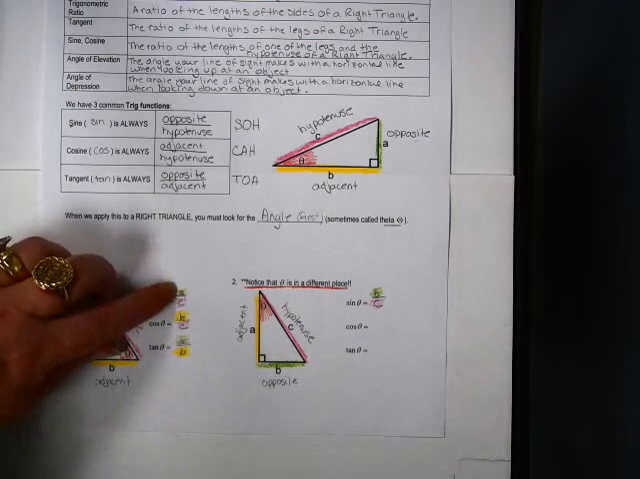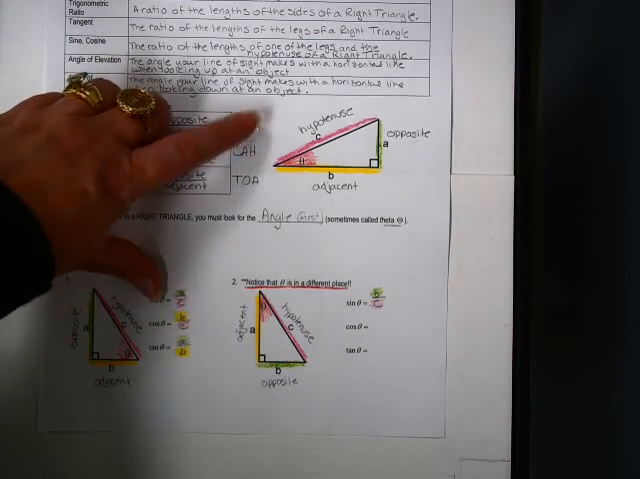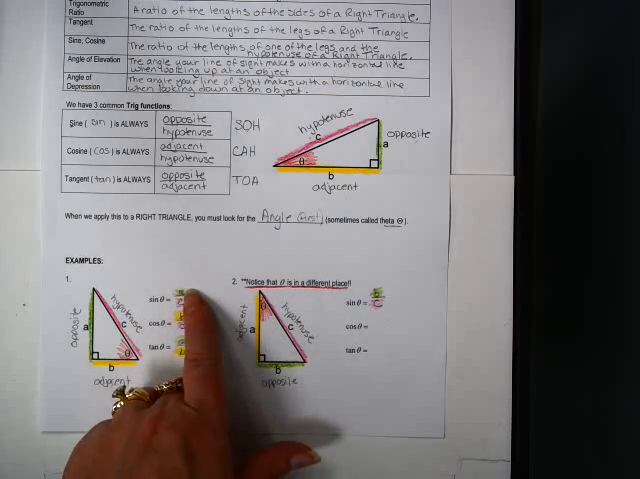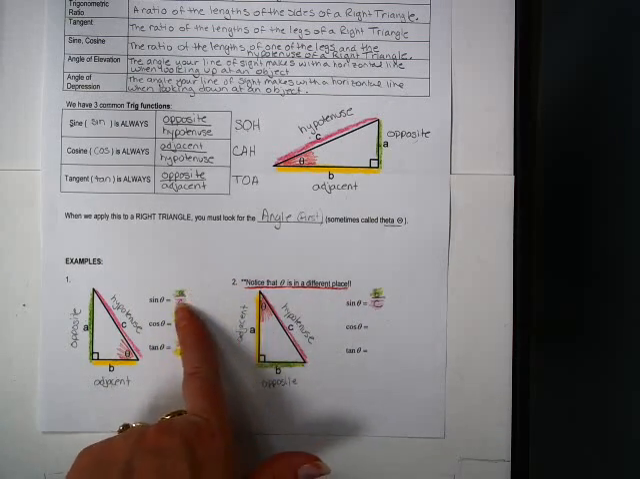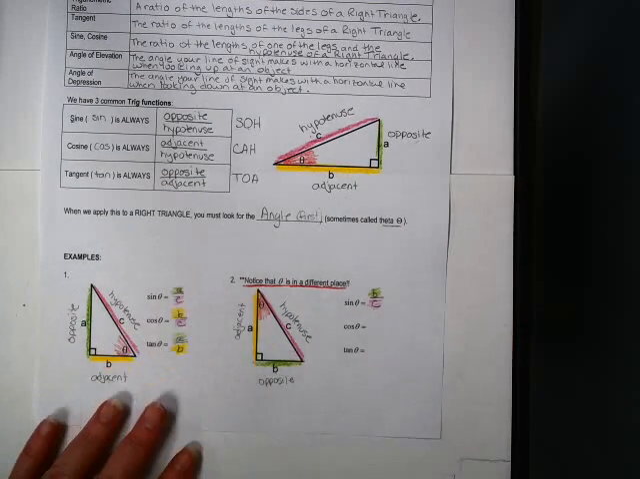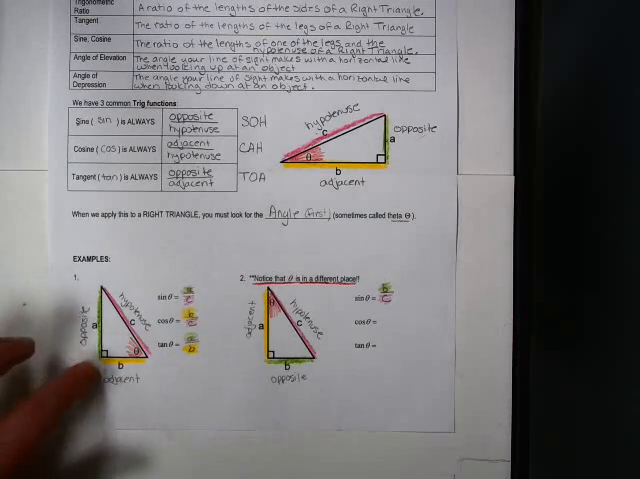So notice how I'm still using opposite over hypotenuse, so it's still green over pink, but notice how the letters have changed. This is A over C, and this is B over C, just because we flipped the angle, the acute angle of the right triangle.